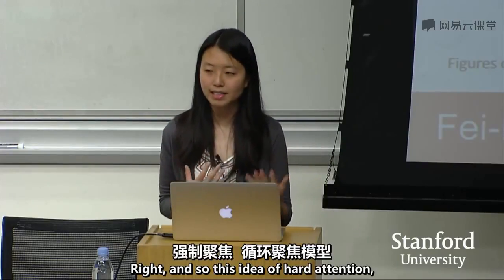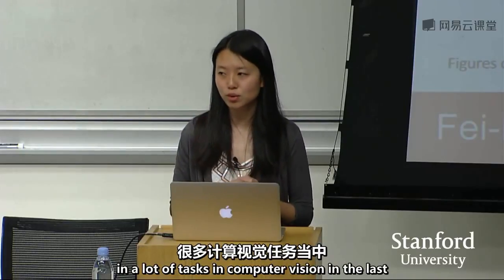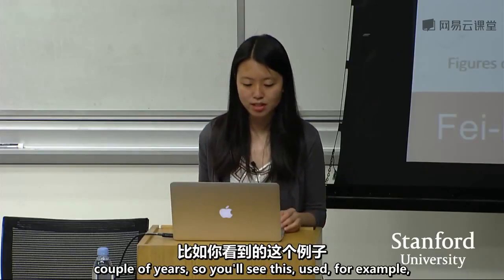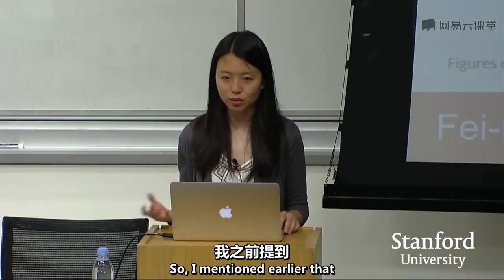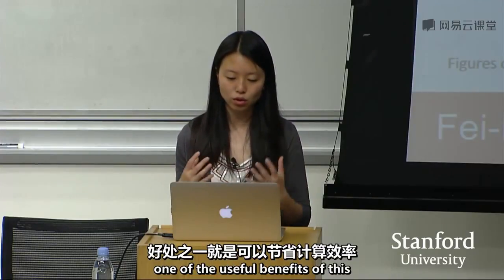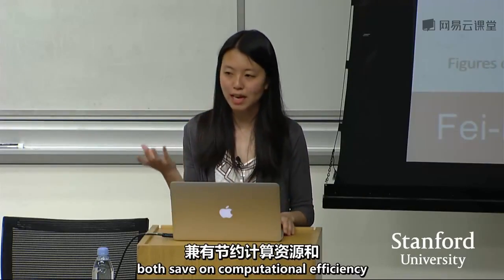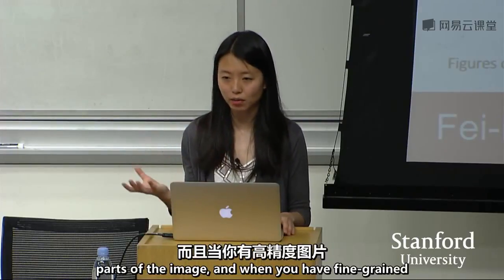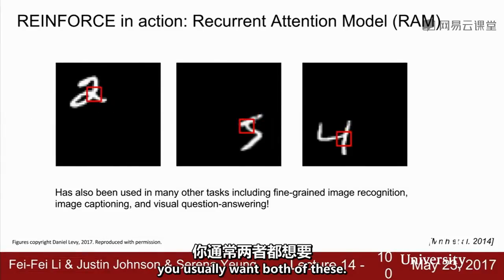And so this idea of hard attention, of recurrent attention models, has also been used in a lot of tasks in computer vision in the last couple of years. So you'll see this used, for example, in fine-grained image recognition, right? So I mentioned earlier that one of the useful benefits of this can be to both save on computational efficiency as well as to ignore clutter and irrelevant parts of the image. And when you have fine-grained image classification problems, you usually want both of these, right?